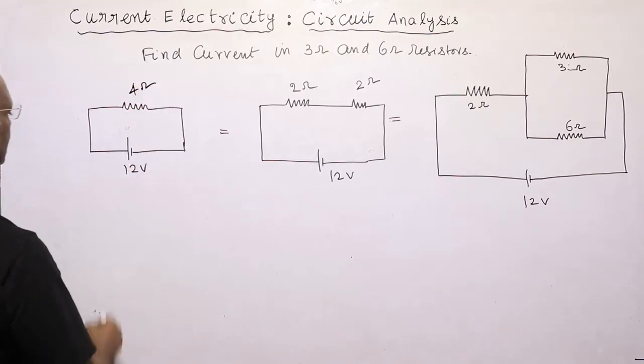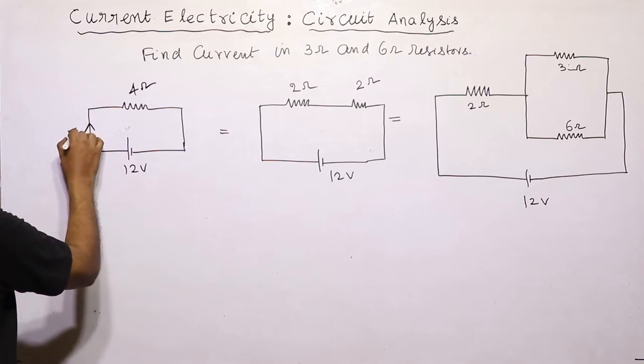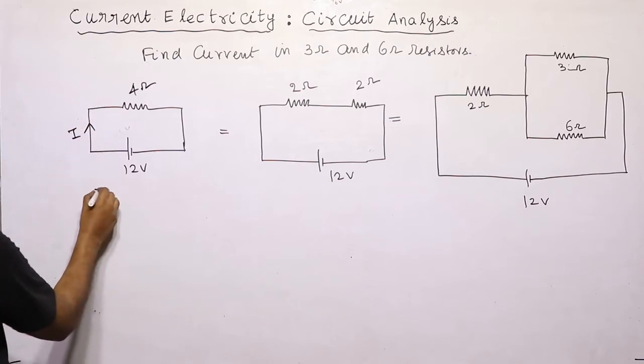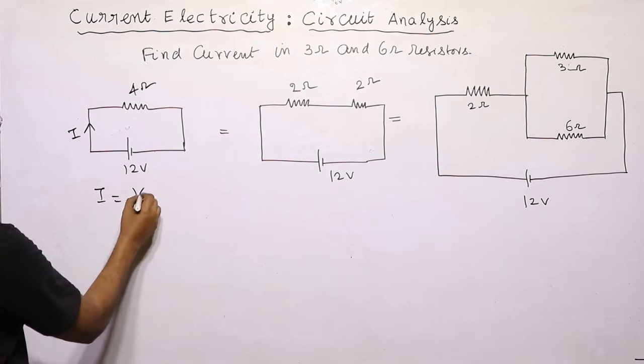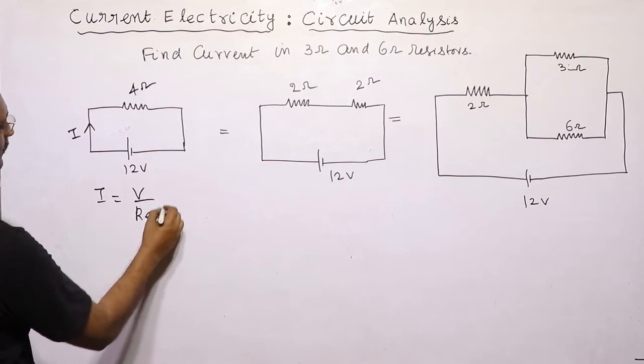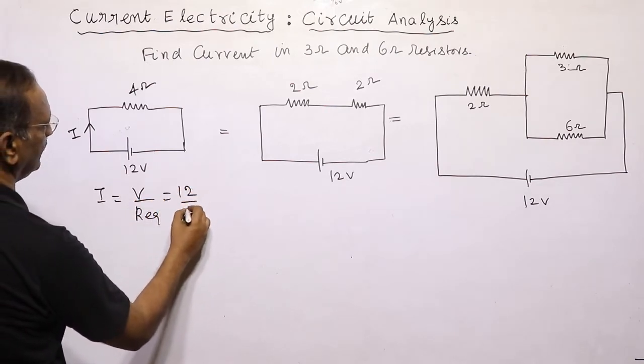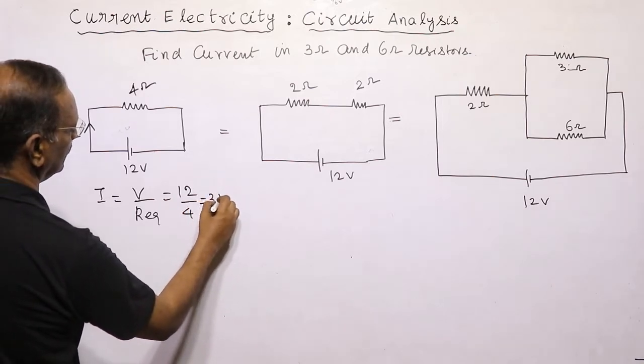So what about the current? This is the current drawn from the battery. So I is equal to voltage divided by R equivalent. Voltage is equal to 12, R equivalent is equal to 4, so I is equal to 3 ampere.